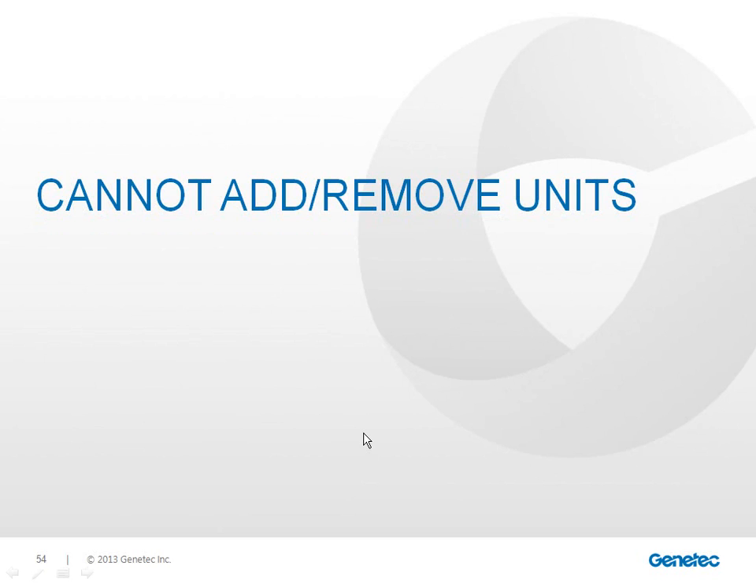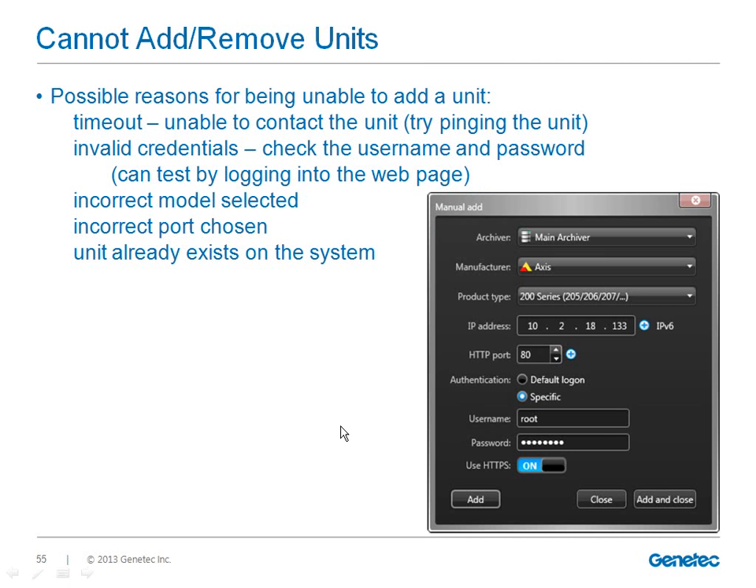So let's have a look at anything we can do if we're unable to add or remove units from the system. If you're unable to add a unit to the system, you'll probably get some messages as to the reason why, such as a timeout or a unit not discovered message. Make sure you can ping the unit and get to the web page as usual, particularly when you see the timeout message. This basically means Security Center was unable to contact the unit within a set time period.